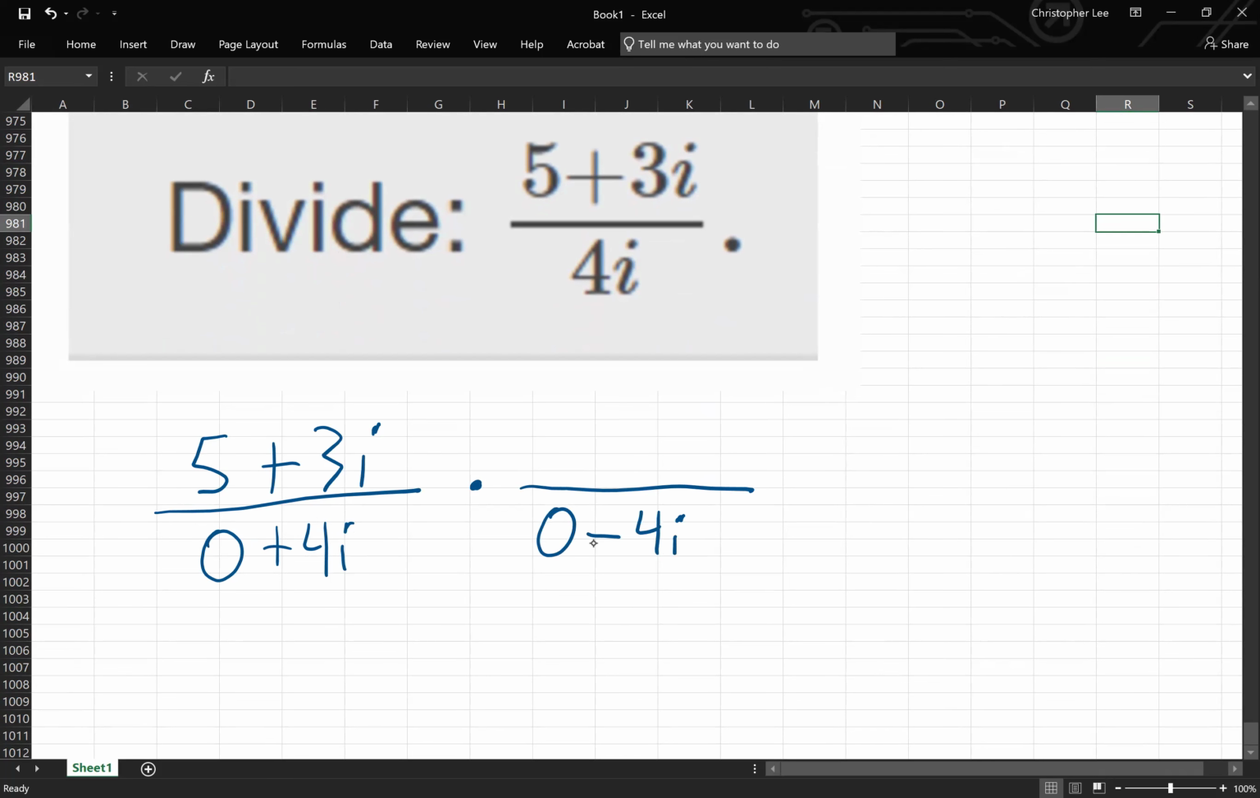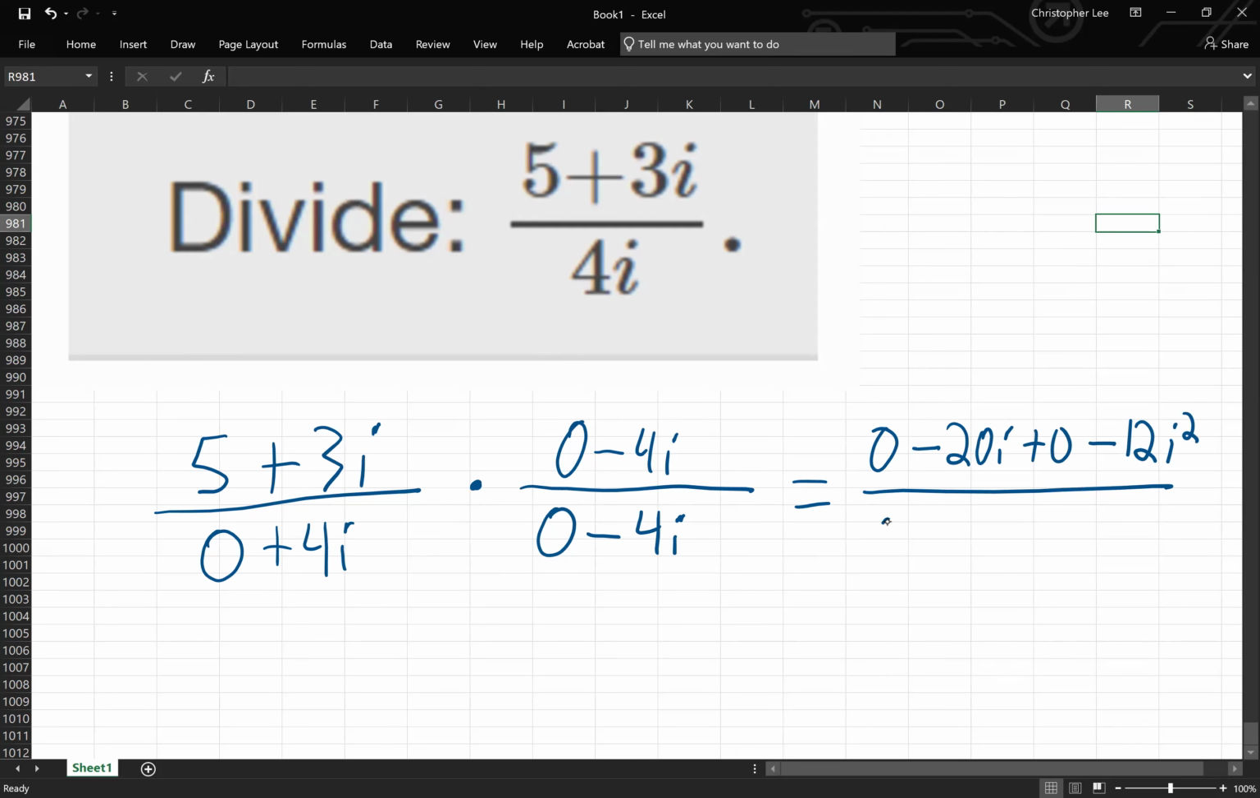You see that? And what you do to the bottom, do to the top. And then after that, just distribute and combine like terms. 5 times 0 is 0. 5 times negative 4i is negative 20i. 3i times 0 is 0. 3i times negative 4i is negative 12i squared. Over 0 times 0 is 0. 0 times negative 4i is 0. 4i times 0 is 0. And then 4i times negative 4i gives me a negative 16i squared.